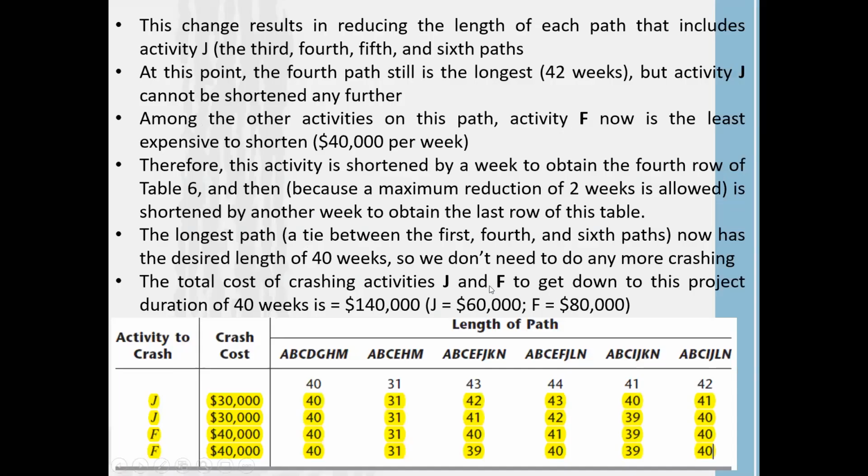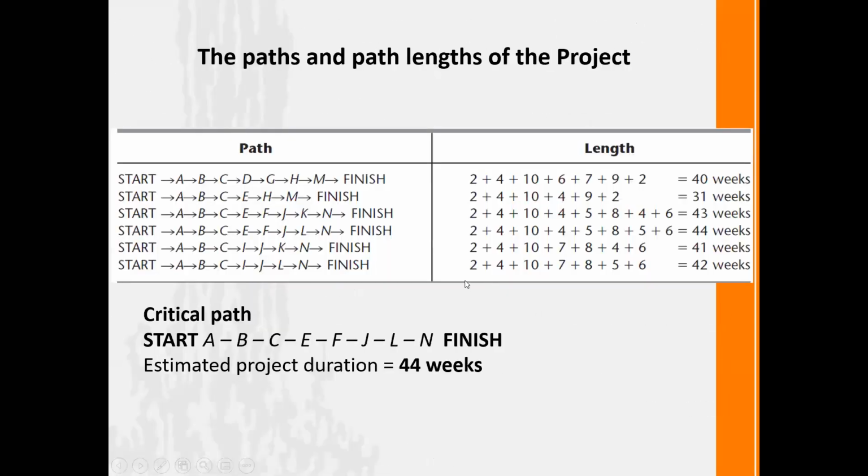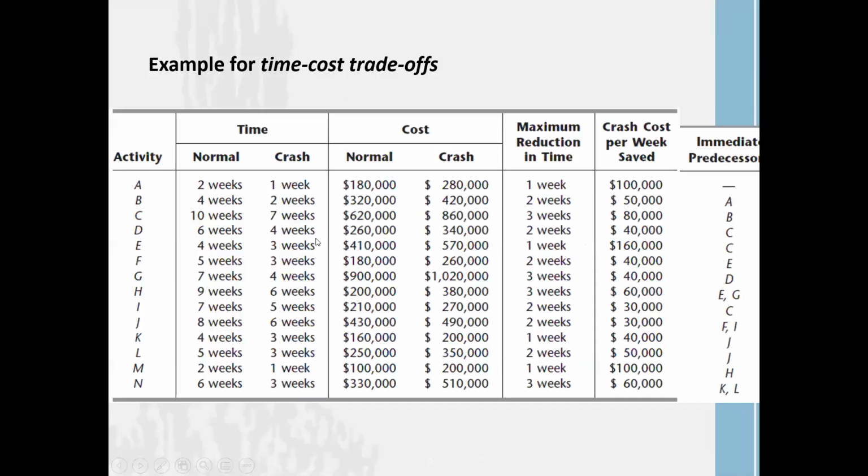So how do you identify to crash activities J and F? I remind you again, this is the given information. Based on the given information, you calculate the crashing cost and crashing time, as well as the marginal cost of crashing an activity. That means per additional crash week, what is our cost per week? Then based on that, we identified that activity I and activity J have the lowest crashing cost per week.